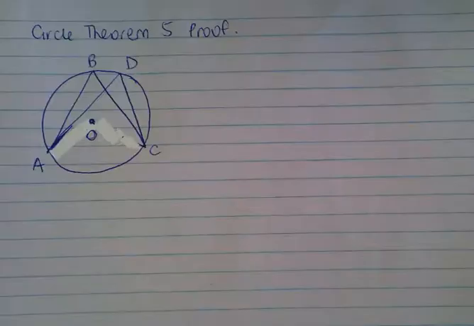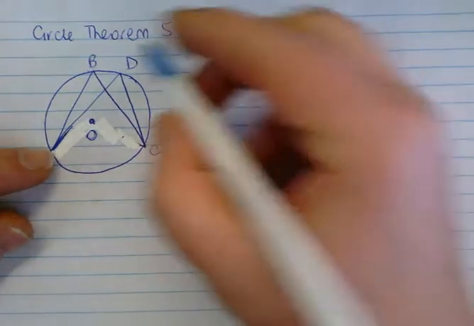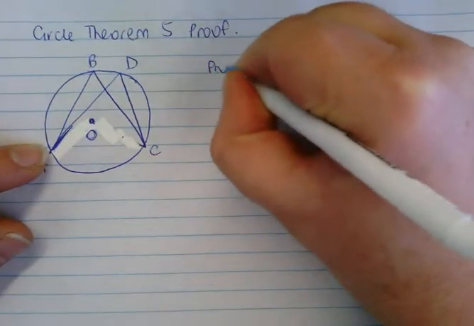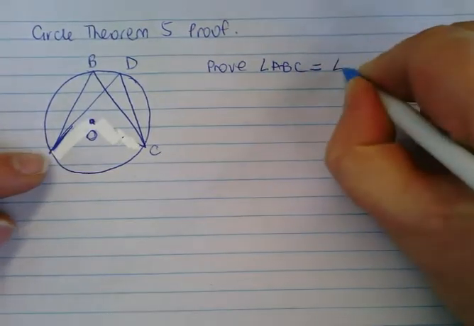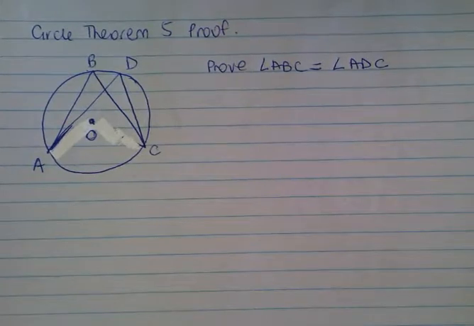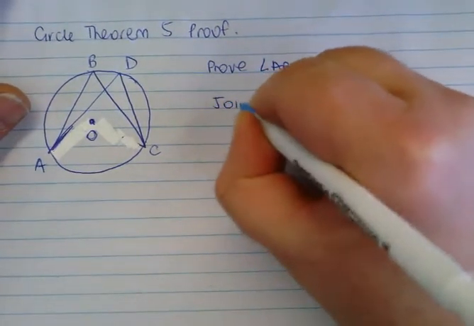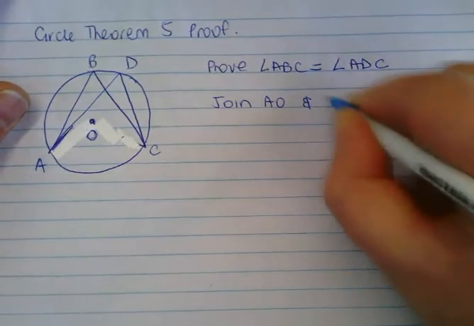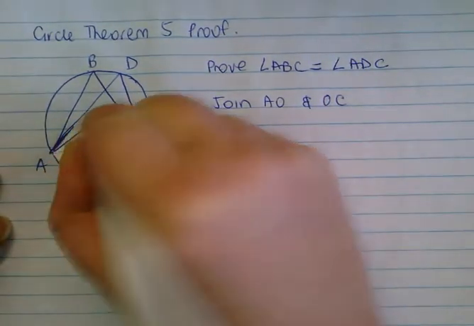Nice, easy one. Now circle theorem 5, which is angles in the same segment are equal. This is what we're trying to prove: that angle ABC is equal to angle ADC. Angles in the same segment are equal, or angles subtended by the same arc are equal. What we're going to do in this proof is join AO and OC. So we're joining those.